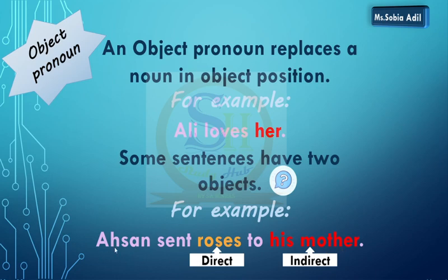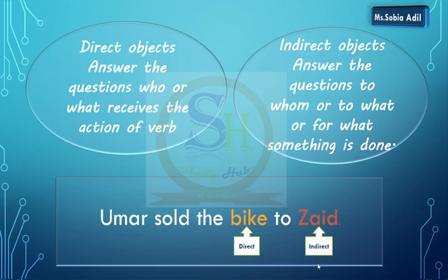Now this one, Ahsan sent roses. Now this is one object, his mother is another object. So Ahsan sent roses is a direct one and his mother is an indirect one, right? So there is a difference between these two, direct and indirect objects. Direct objects answer the questions who or what receives the action of the verb, and indirect objects answer the questions to whom or to what or for what something is done.